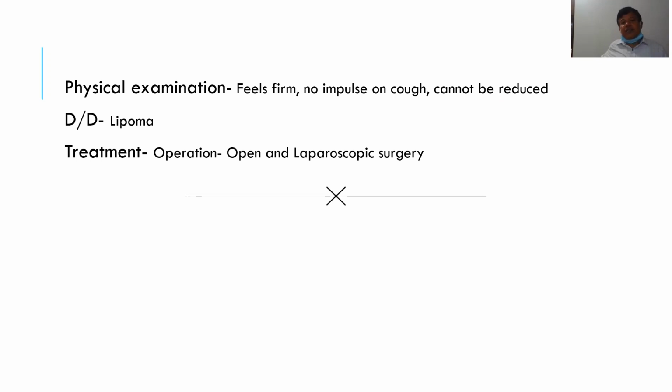Otherwise, we'll have to go for open surgery, either with the help of a transverse incision or with vertical midline incisions. Then again, in a case of a big epigastric hernia, we can go for laparoscopic hernia repair as well as meshplasty.